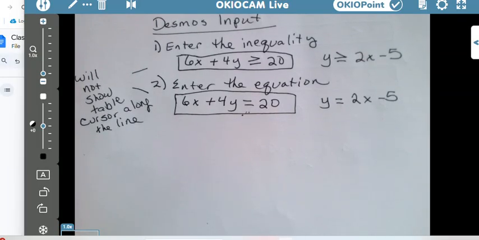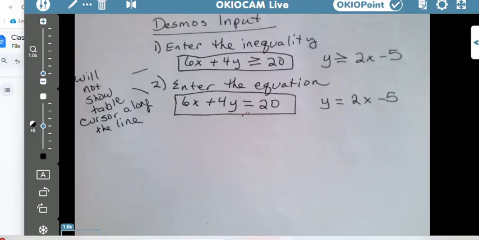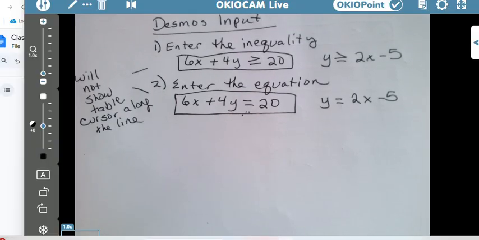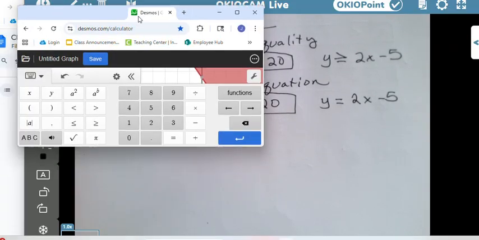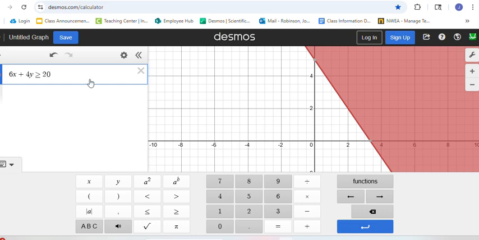Alright, so in Desmos on the graphing calculator, I'm going to type in 6x plus 4y is greater than or equal to 20. And I'll show you on the screen in a minute. Alright, so here's the equation. 6x plus 4y is greater than or equal to 20. This is the line.